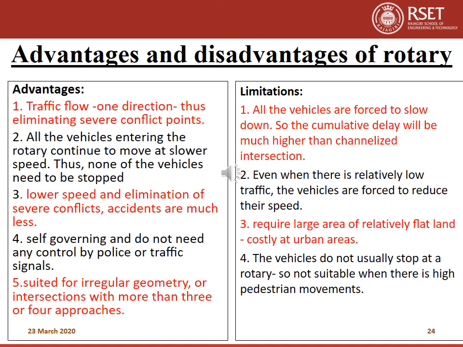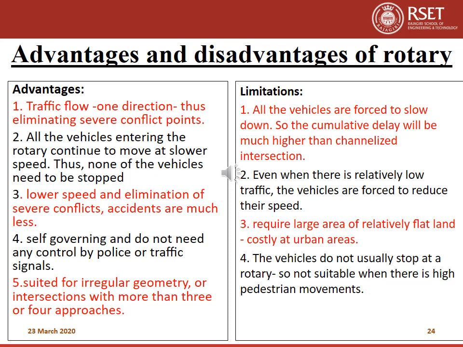Then limitations. All the vehicles are forced to slow down at this intersection. So cumulative delay compared to other types of intersection will be much higher. Even when there is relatively low traffic, the vehicles are forced to reduce their speed. That is also a limitation.